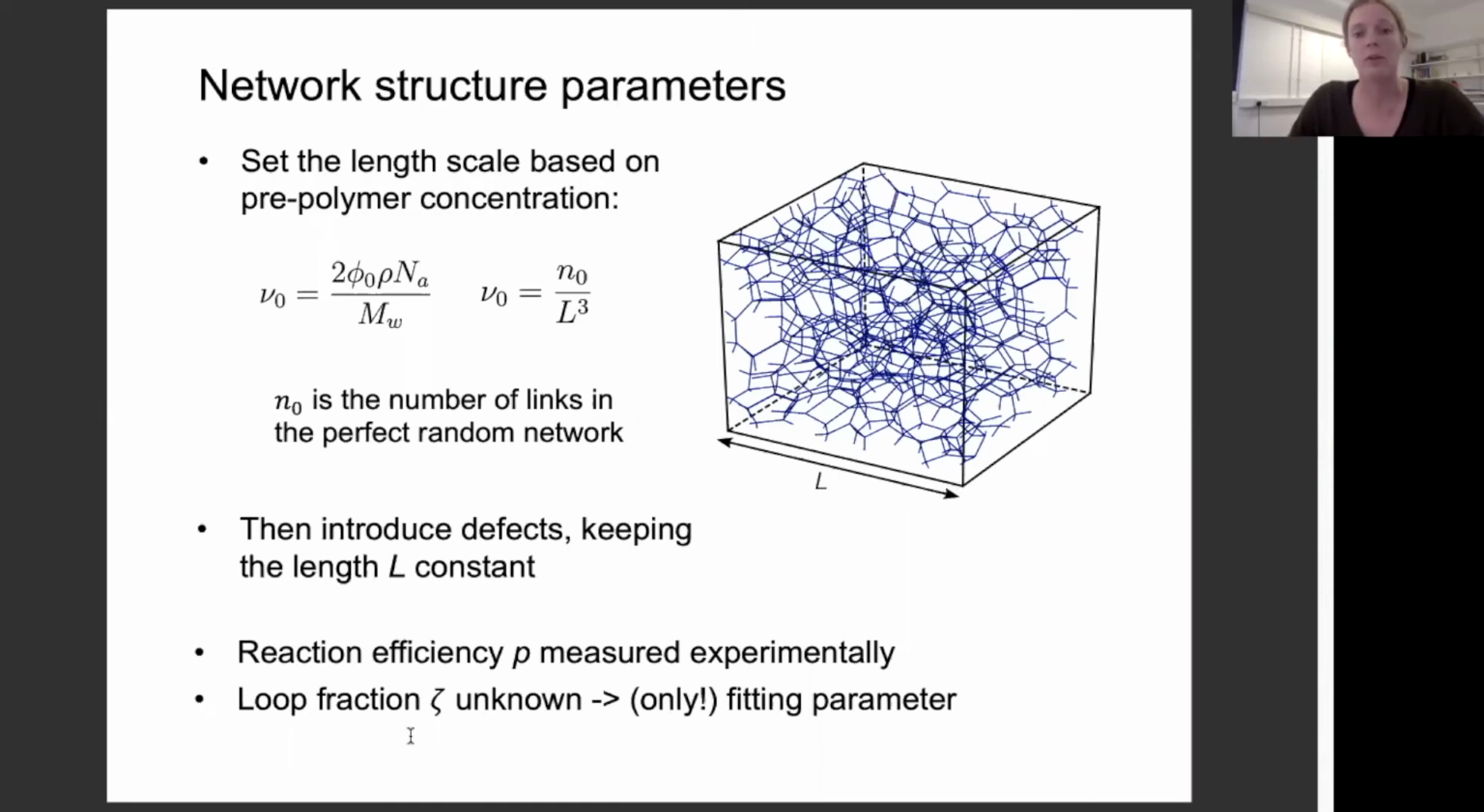What we did is an inverse approach. We take experimental data, fit the loop fraction to get the best prediction, and then gather all the loop fractions we obtain from a broad range of experimental data and look at whether there is a consistent trend for the loop fraction obtained from different sets of experimental data.